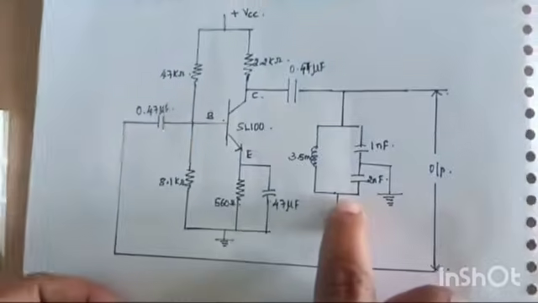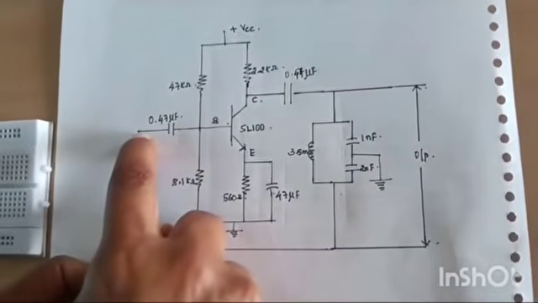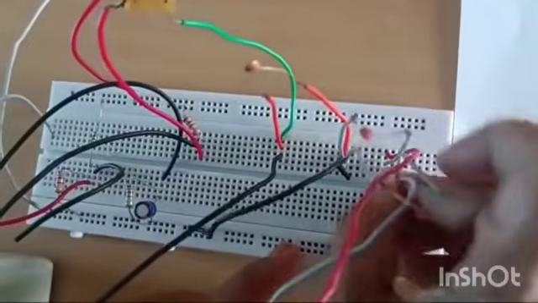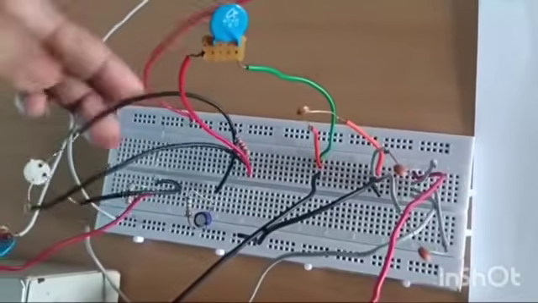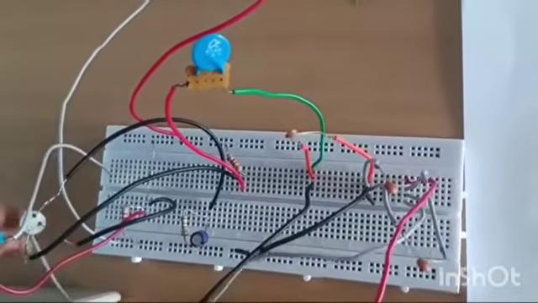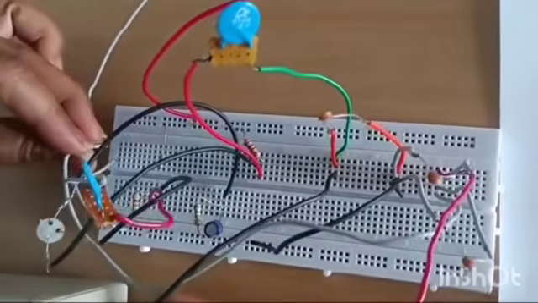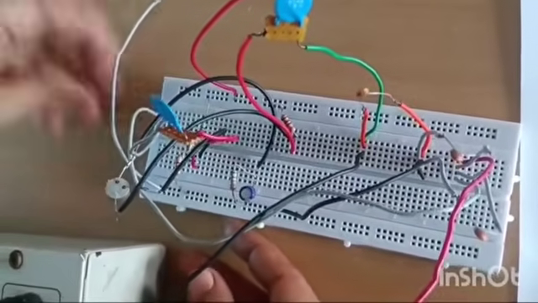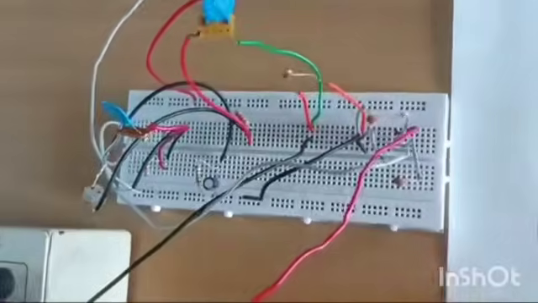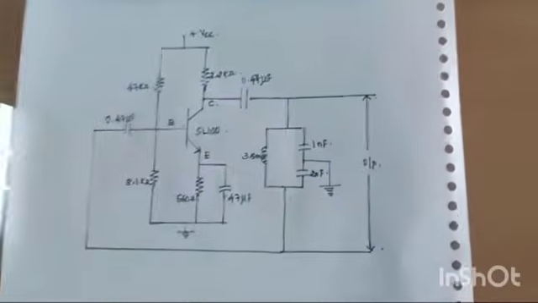Then from this point, this is the point, I need to go back to 0.47 microfarad. From here I need to go back to 0.47 microfarad. This is my 0.47 microfarad. I'll connect to that point. That capacitor is connected to base of the transistor. Okay, that is the circuit rig up.